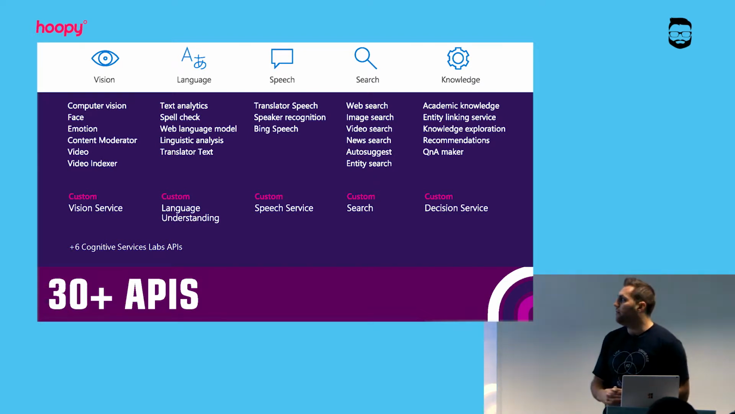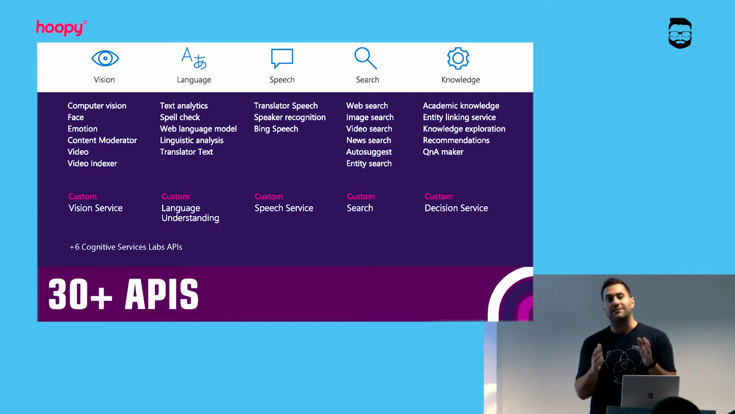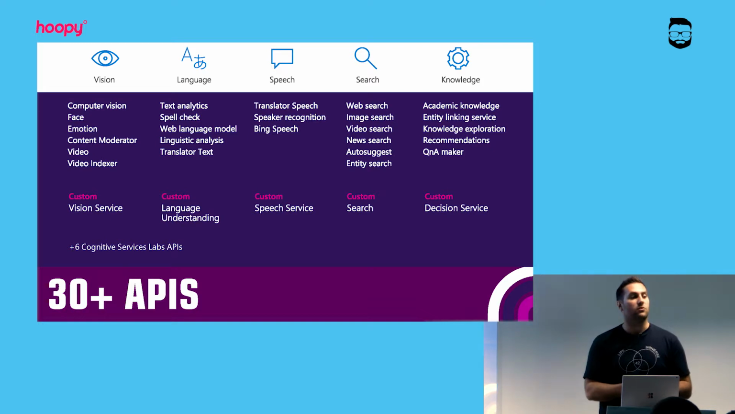We've got the translation API, which can translate different languages based on machine learning rather than just simple machine translation. We've got the language understanding service, which is our NLP. So you can give it a human sentence and it will understand the intent and the entities that are being talked about in that sentence.